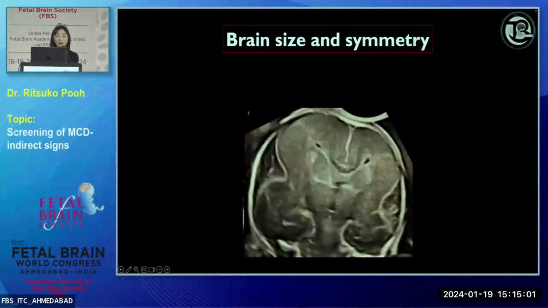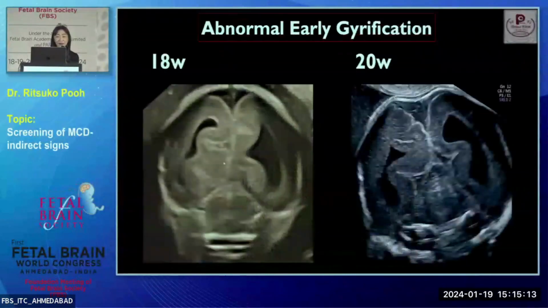And also you can see the symmetry. If there's an asymmetrical structure of the brain, you have to look at the brain more in detail. And abnormal early gyrification, this is 18 weeks of gestation and 20 weeks of gestation. You can see the abnormal gyrification. Of course, this is not an indirect sign. This is a direct sign.